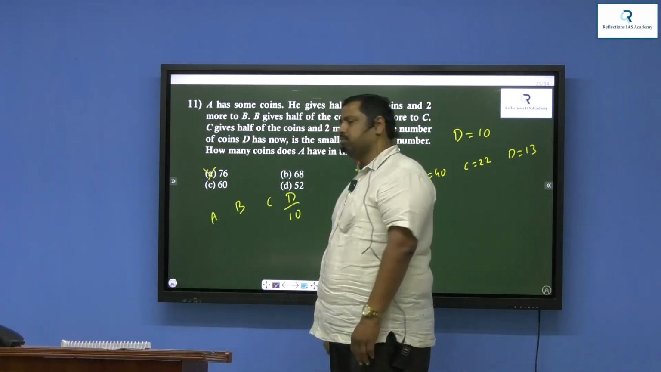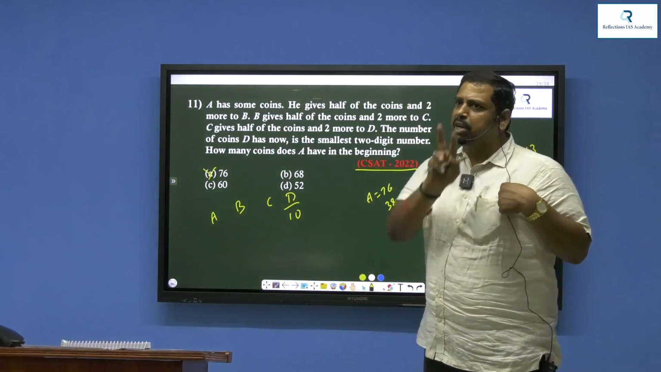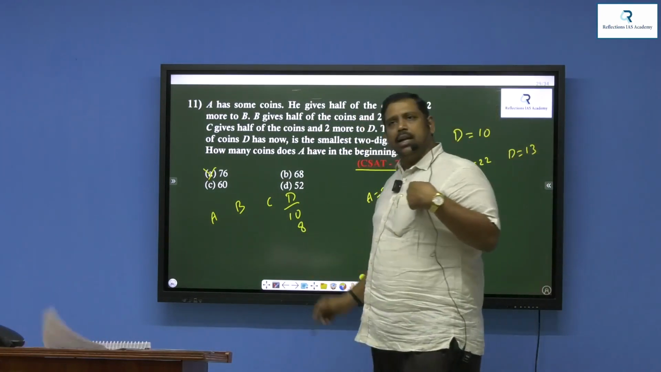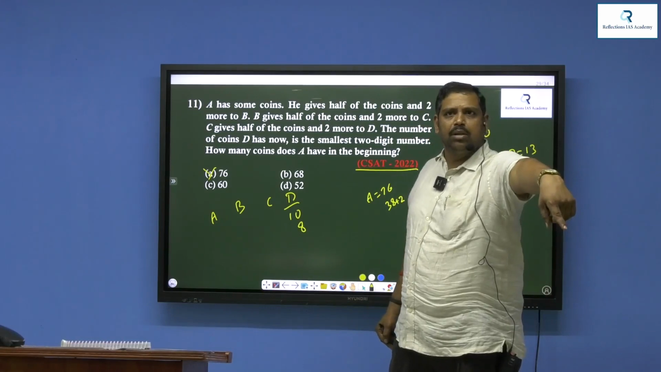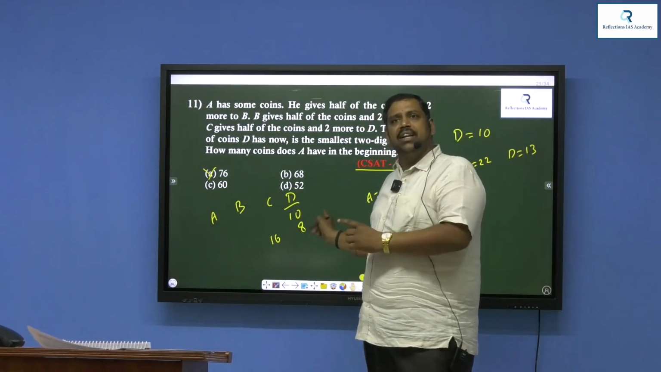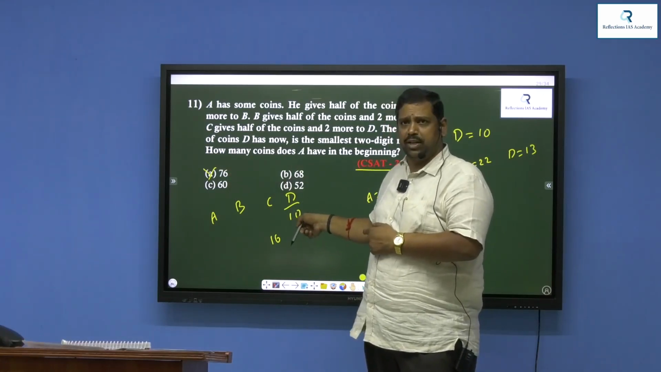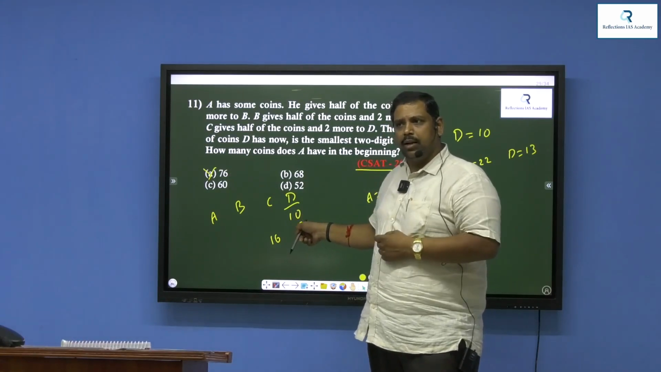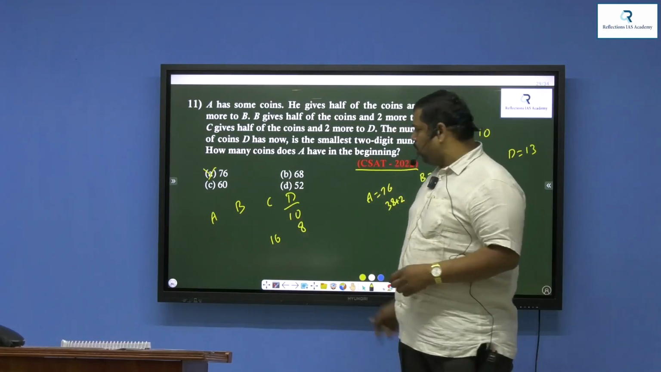D has 10. When D has 10, she gave half to B plus 2. That 2 if I remove, 8. Now this is half of what she has given, means she has double. So 16. Do you understand this step? If it is clear, the problem is over. That's why I'm asking you, is it clear or not? Online and offline students. Clear? Can I explain one more time? Clear. Good.